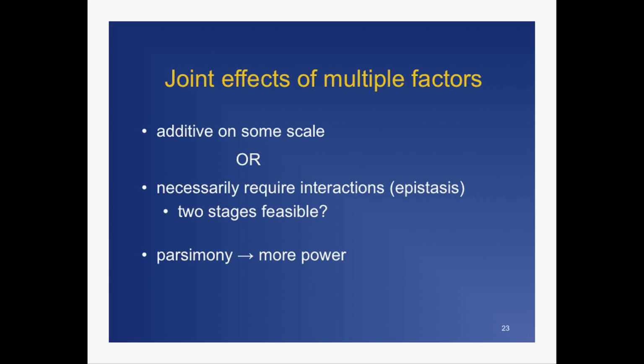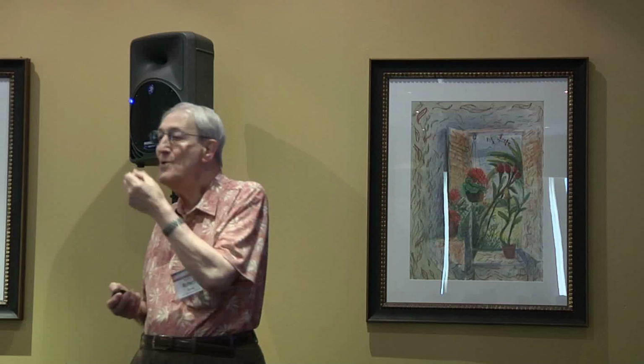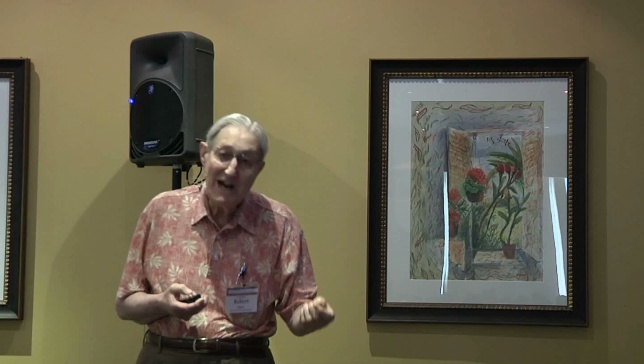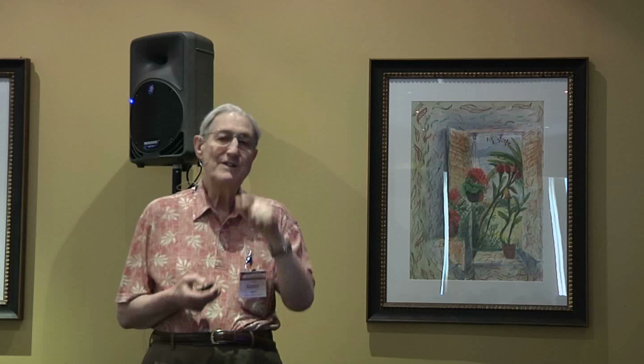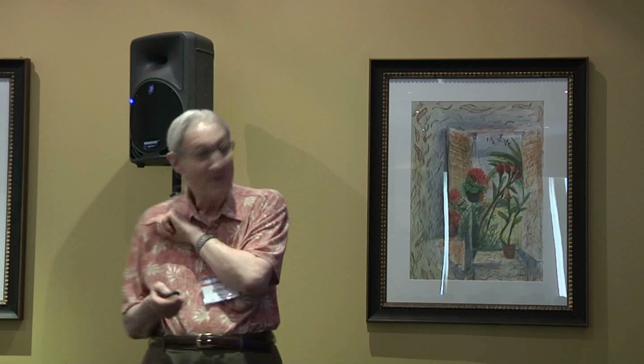And maybe some people suggested, well, you look at the main effects first, and then if you find something there, then you look at interactions. I don't think that's a very good idea myself. But the point is, if you have parsimony, you have more power. So if you have a model where you can say, on this model there's very little statistical interaction, you'll get more power to find those biological interactions you're interested in.